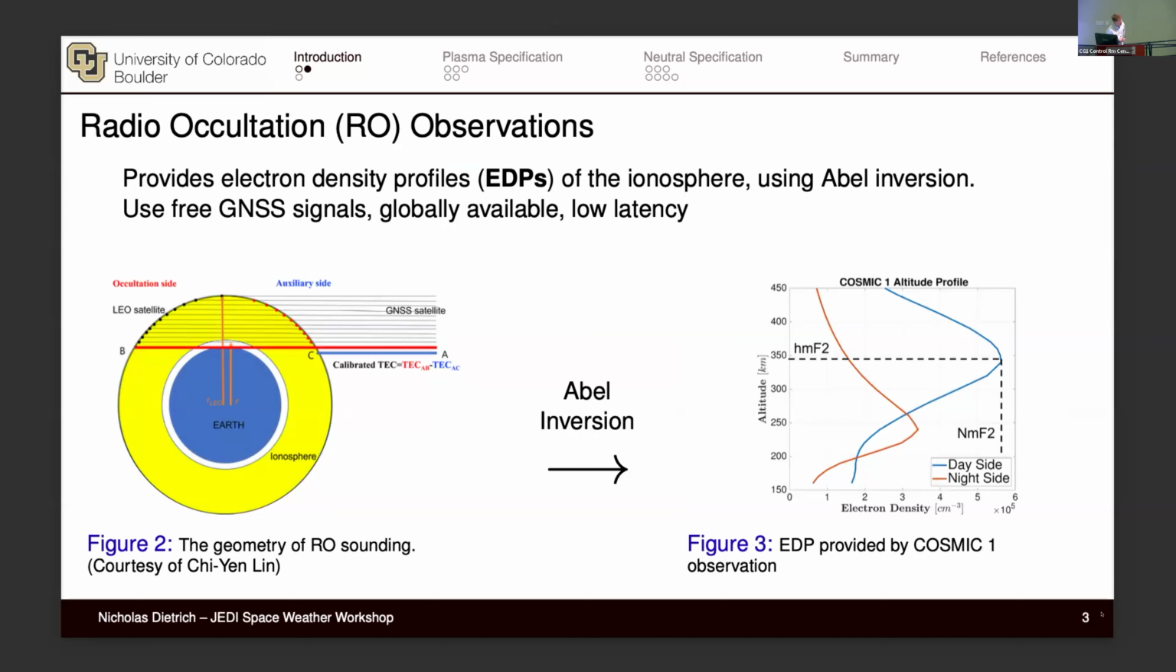The observations I'm leveraging are radio occultation observations, specifically the electron density profiles, which give a three-dimensional view of the ionosphere. With GNSS signal coverage, we can in theory get full latitude and local time coverage of these observations, and they're already built in low latency. We do have the issue of Abel inversion introducing biases and errors within our observations. You can get around this by just assimilating TEC, but for the purpose of neutral specification, I think using this profile information can be a valuable asset.